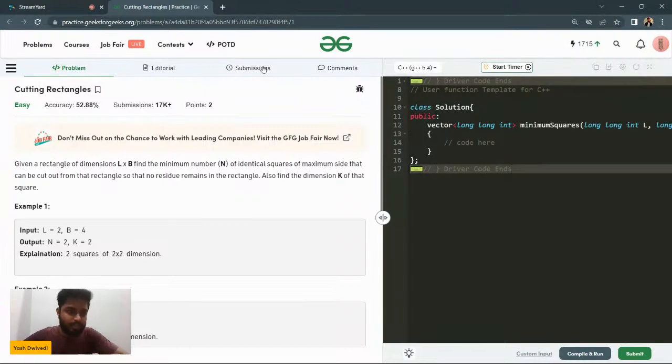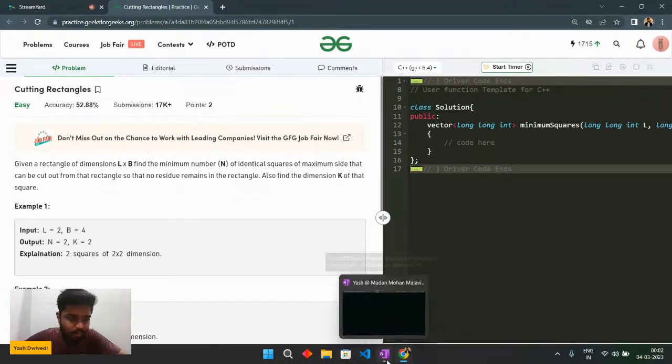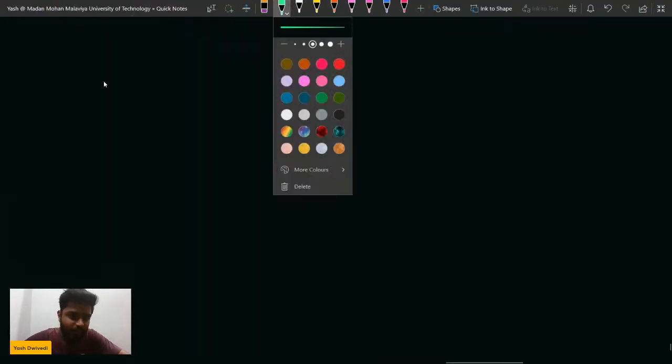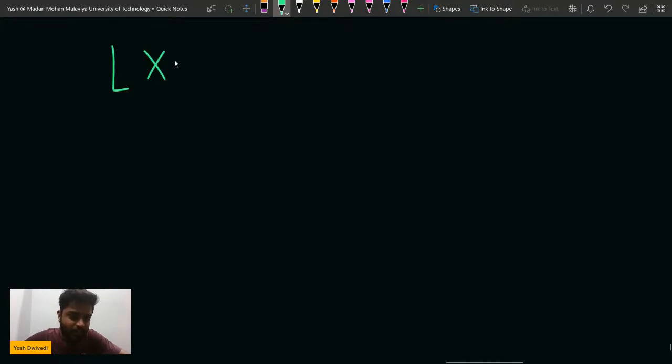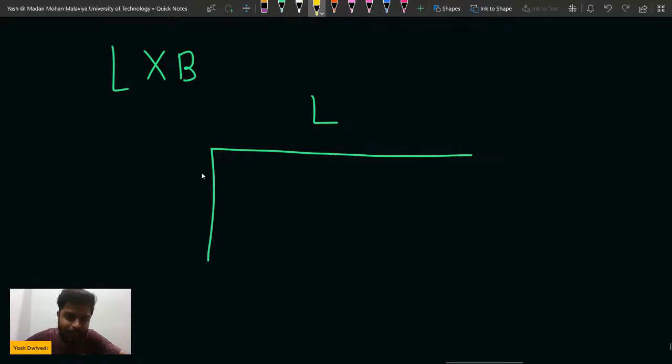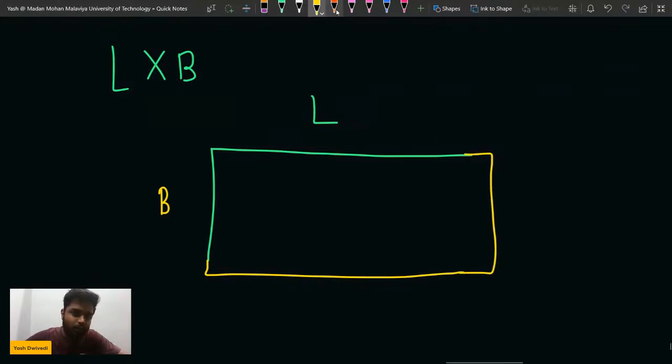Great. Now in this problem, what we have to do is we will be given a rectangle of L cross B dimension. Let us say the length of this rectangle is L and its breadth is B. This is the scenario here. This rectangle has been given, and we need to choose a square, maybe a square like this.